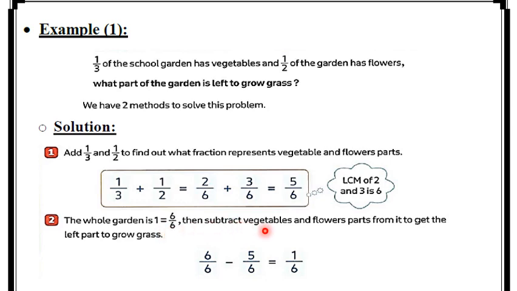Then subtract the vegetables and flowers parts from it to get the left part to grow grass. So I'm going to make 6 over 6 minus 5 over 6. It will be 1 over 6.